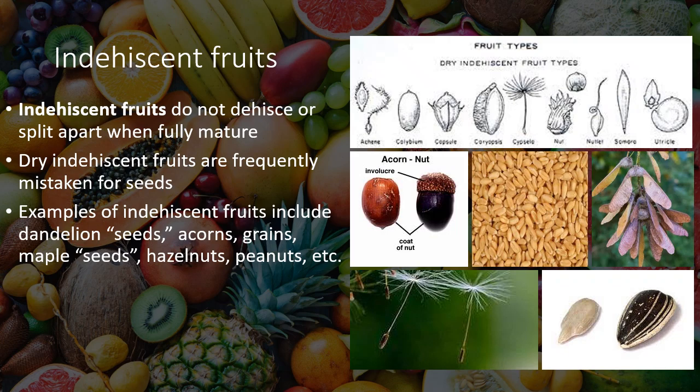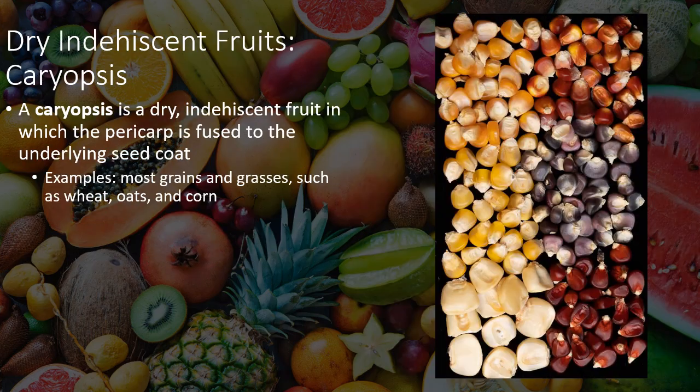Our last major group of fruits are the indehiscent fruits. These are fruits that do not split open or dehisce when they're fully mature. The members of this kind of classification are often mistaken for seeds. You probably have never thought twice about them as seeds, but we're going to learn how and why they are fruit today. We'll look at some examples as we go.